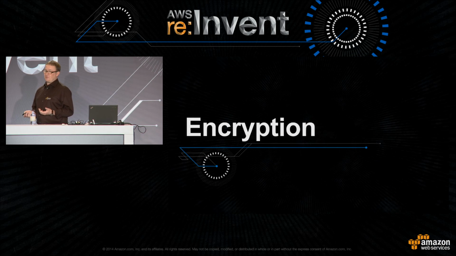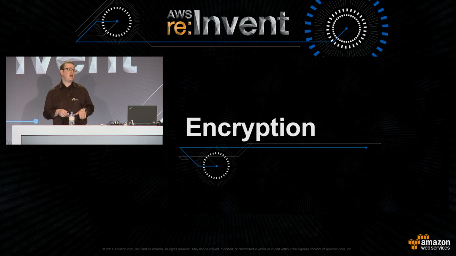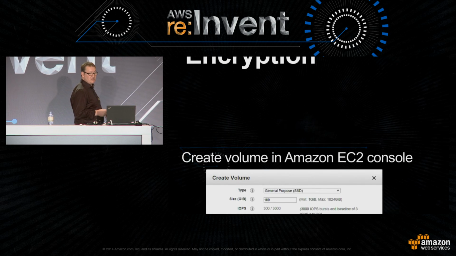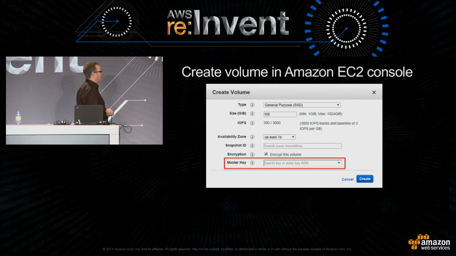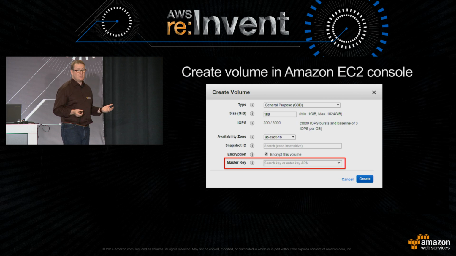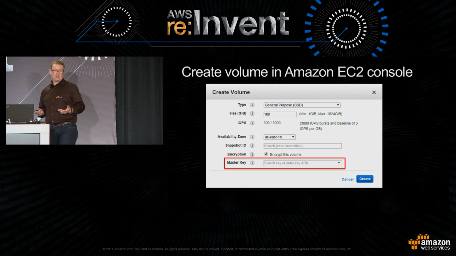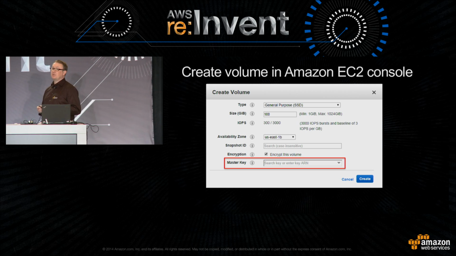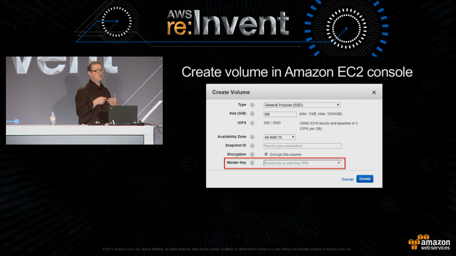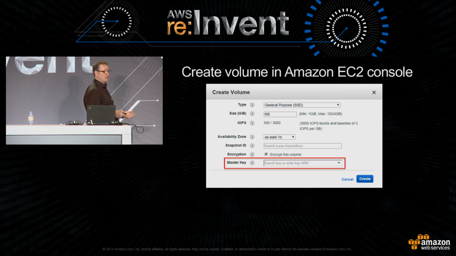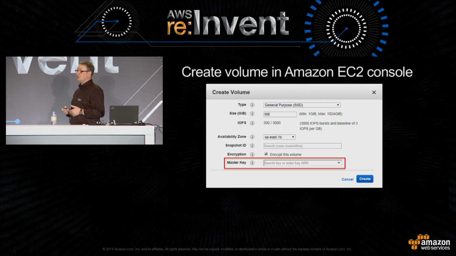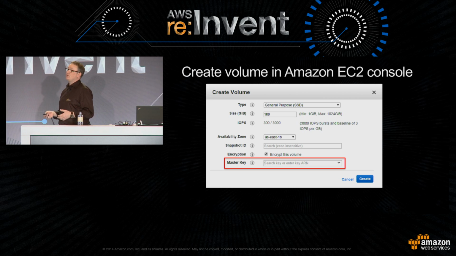So, encryption. EBS has had encryption for a while now. EBS encryption is pretty simple. You can just do encrypt in volume. What we're going to see now is the ability to introduce AWS Key Management Service, or KMS. You're going to be able to provide a key from KMS, and EBS is going to support using that key, your key, to encrypt the volumes. So now you're in charge of the encryption keys, but you don't need to worry about the encryption itself.